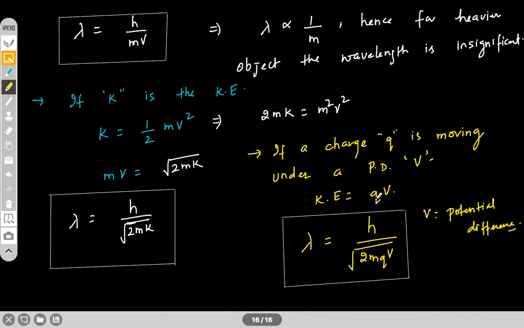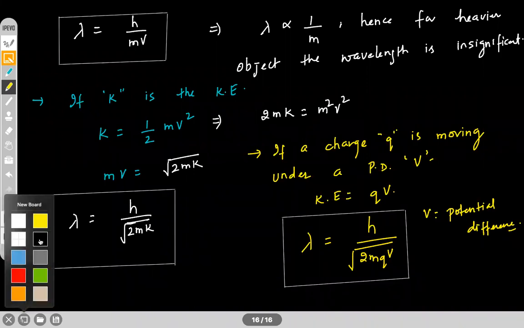Okay, so these are the formulas you can use. These are the three formulas we have. Depending upon the data given in the question, you can use these formulas in order to find out the wavelength, lambda.